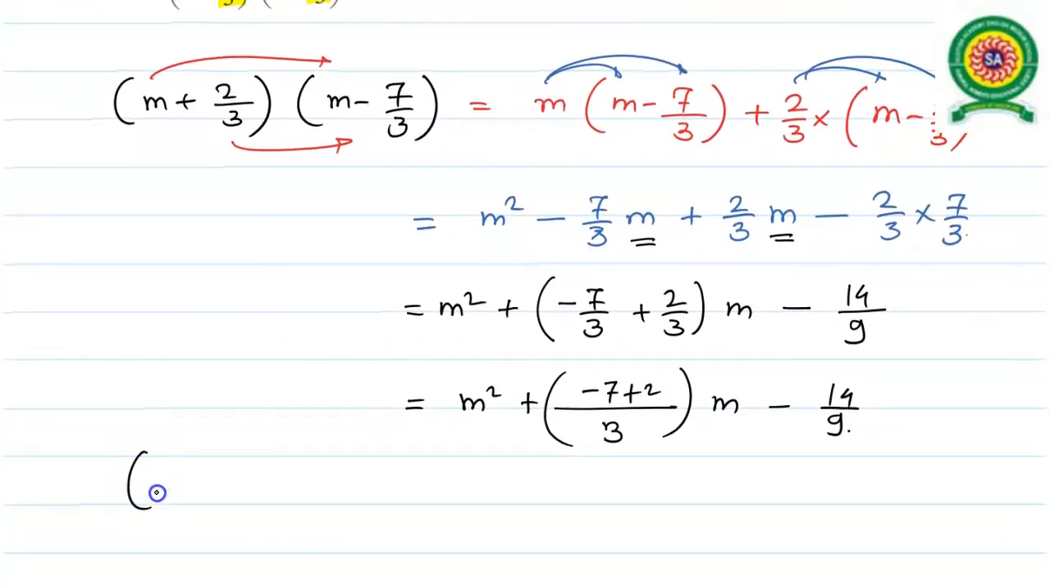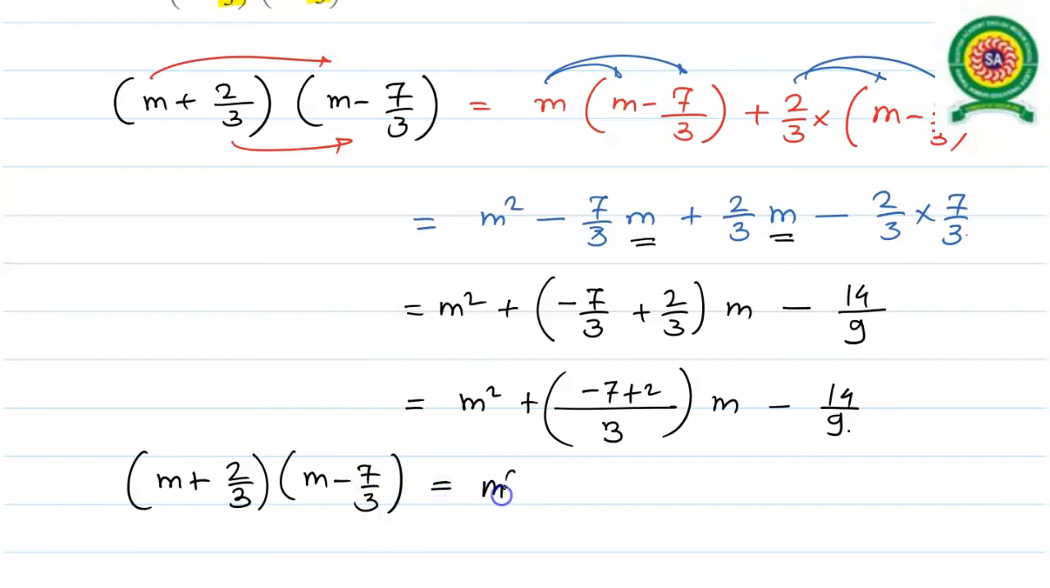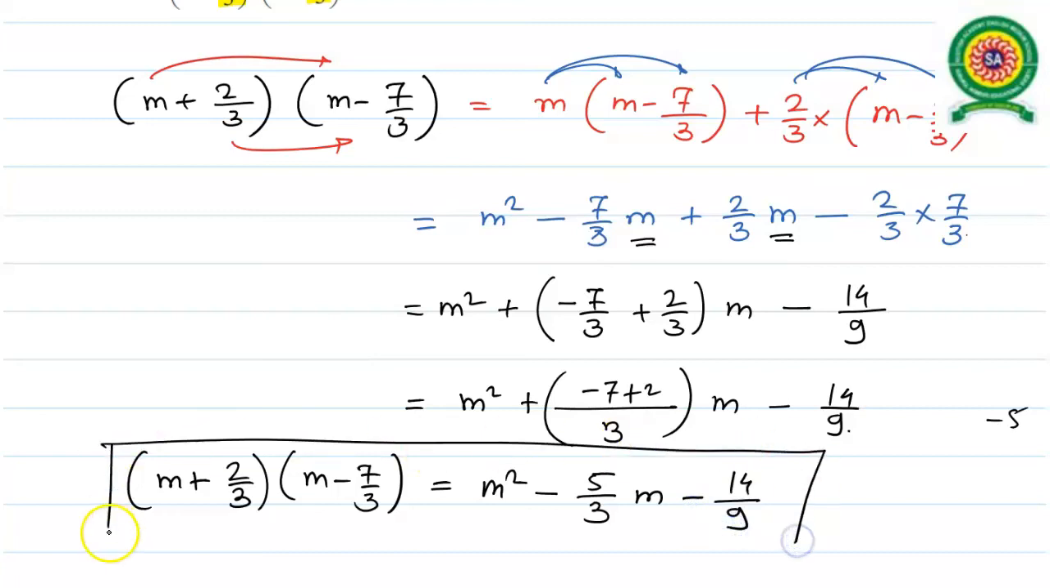So now we are getting the expansion of m plus 2 by 3 whole into m minus 7 by 3, that is equal to m square. Now minus 7 plus 2 becomes minus 5. So plus minus ultimately is minus. So we are getting m square minus 5 by 3 into m as it is, minus of 14 divided by 9. So this is the expansion of m plus 2 by 3 into m minus 7 by 3, that is equal to m square minus 5 by 3m minus 14 divided by 9.